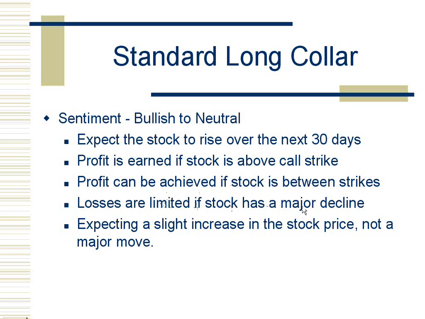Our losses are limited if the stock has a major decline, even if it has a 30 or 40% drop. That put gives us the right to sell to close our shares of stock at that strike price. Even if the stock was trading at 38, we could still sell to close it at 47.5.